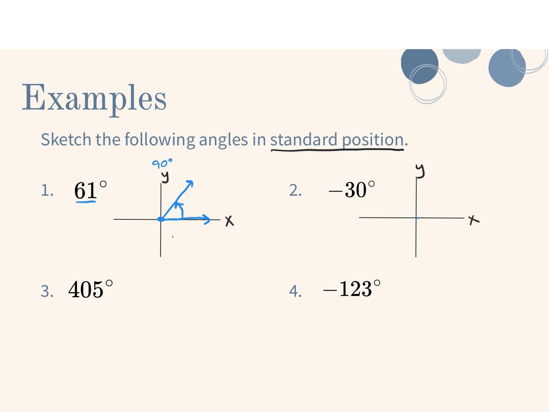Standard position, the first line is always easy. We're just going to have a ray that looks something like that. Since it's negative, I know that we're going to move in the negative direction. And if I'm moving in the negative direction, then I know that negative 90 degrees would be about right there. All right, so I want to make sure that I'm less than that. So that's going to give us an angle that looks something like this.